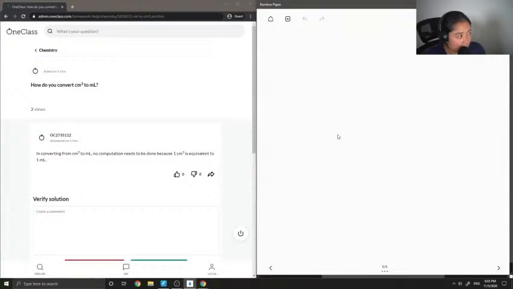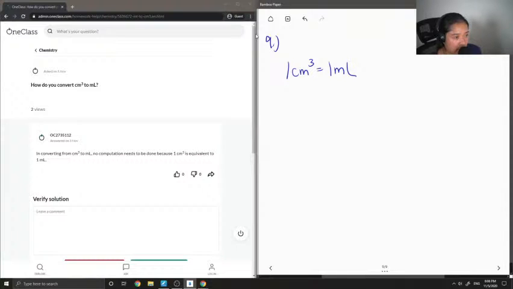Okay, so moving on to question number 9. How do you convert centimeters cubed to milliliters? Well, actually, this is one of the simpler conversions you could make because 1 centimeter cubed is equal to 1 milliliter.